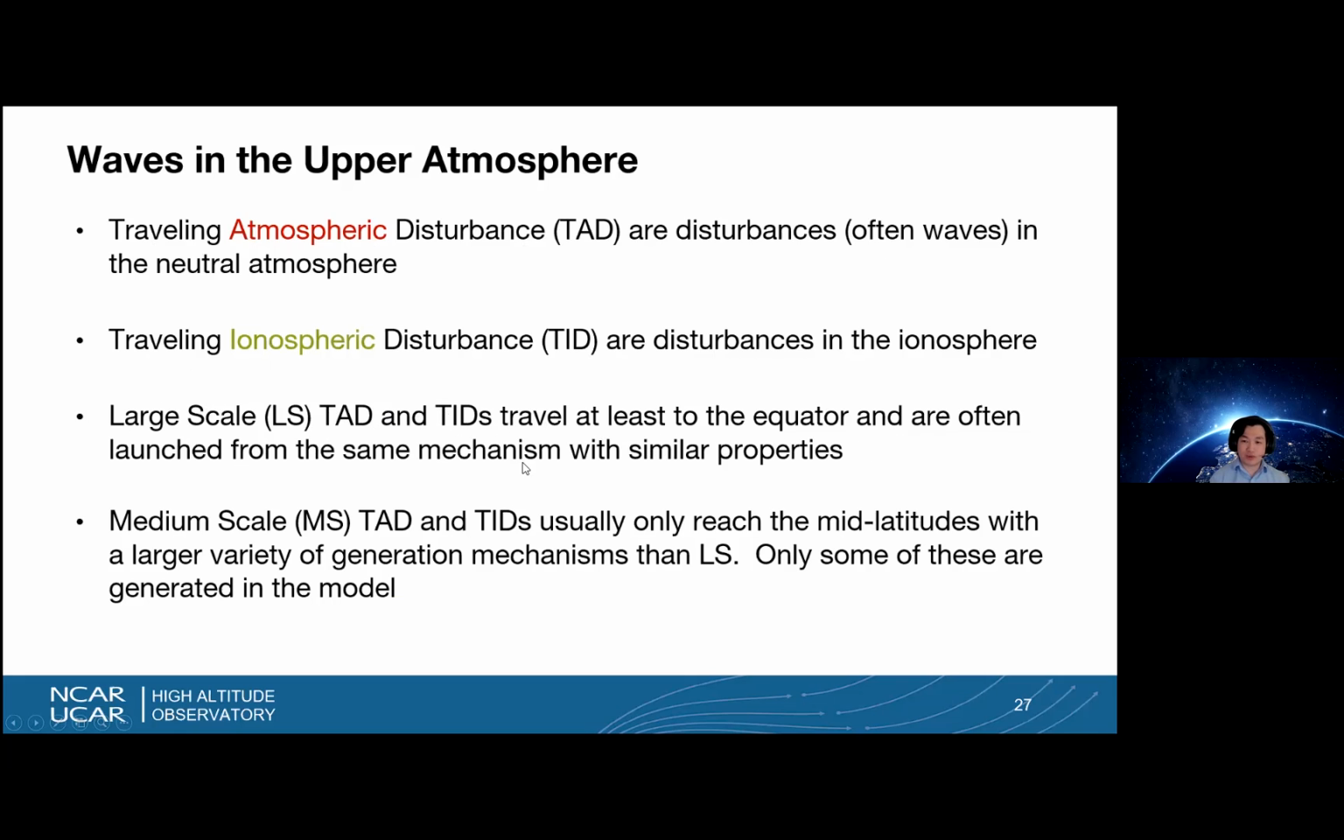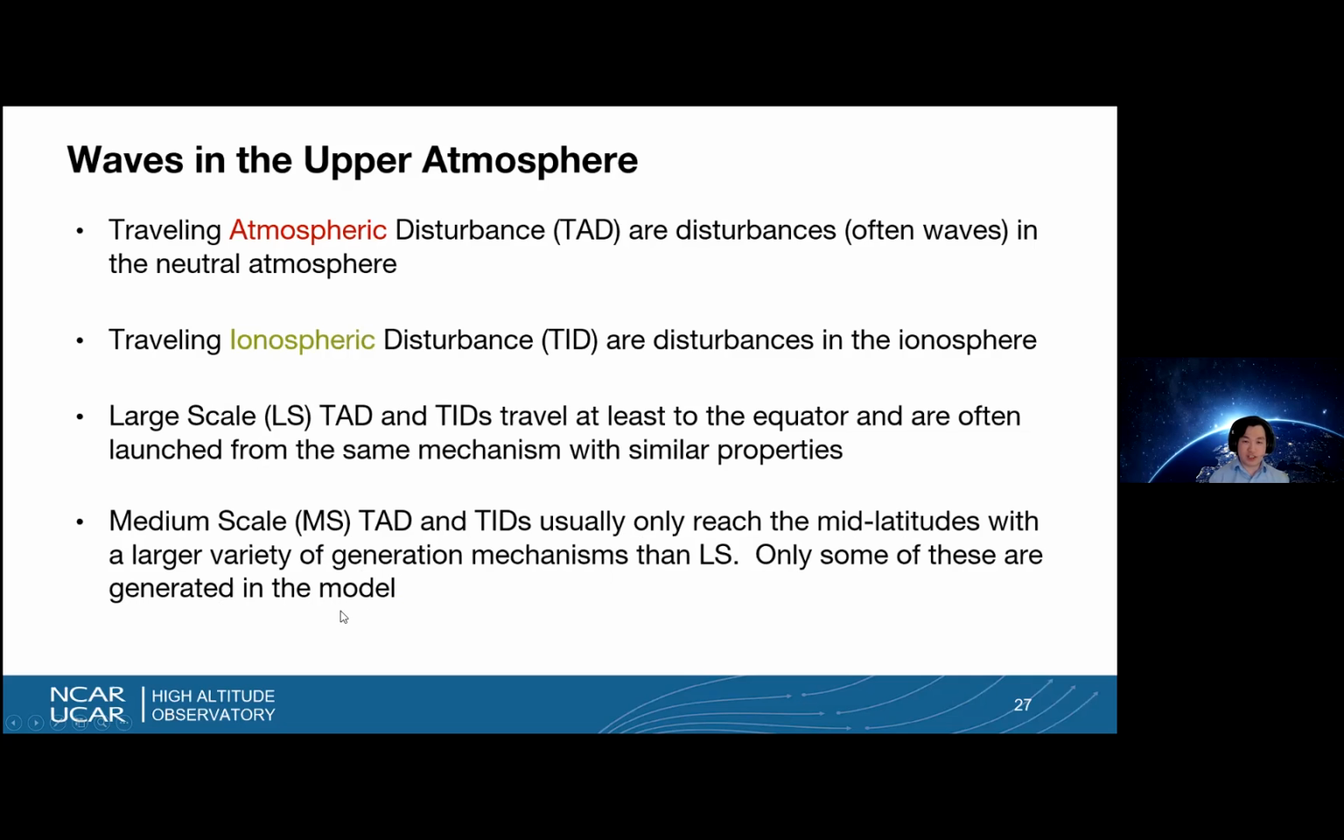So these are large scale TADs and TIDs. They're often launched with the same mechanism. And because both TADs and TIDs are generated and launched with the same mechanism, they'll have very similar properties as they propagate out. The medium scale ones for TADs and TIDs usually reach the mid latitudes. So instead of going from pole to pole or pole to equator, they'll go from 90 degrees to 45 degrees or less, or 90 degrees to 60 degrees. They don't travel very far, and those are the medium scale ones.